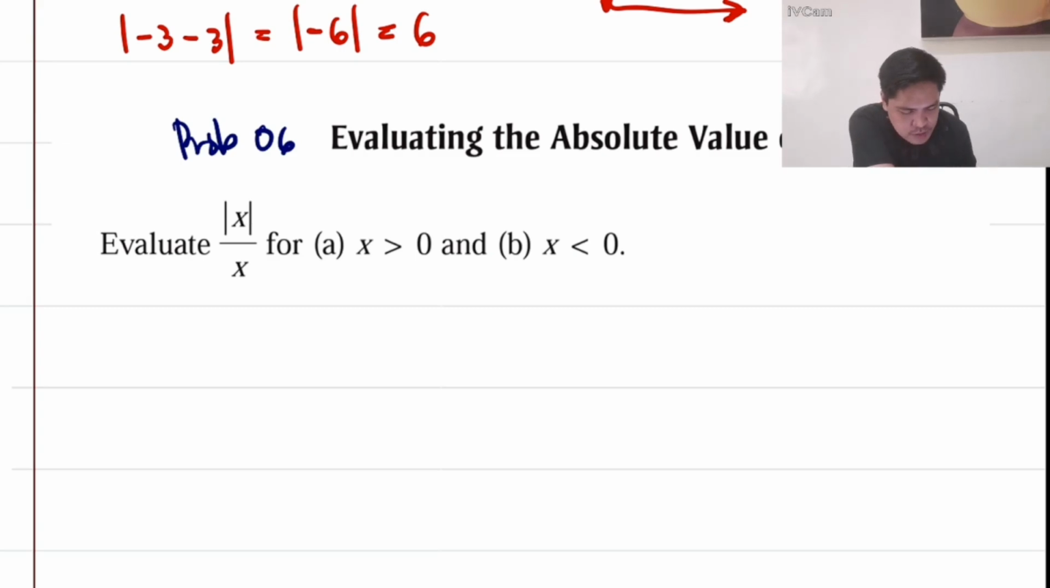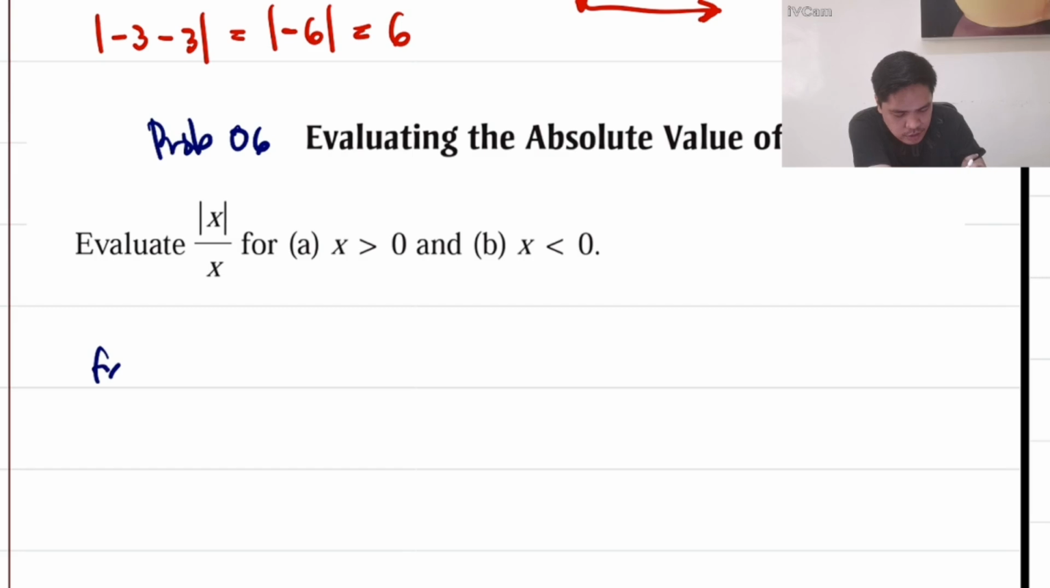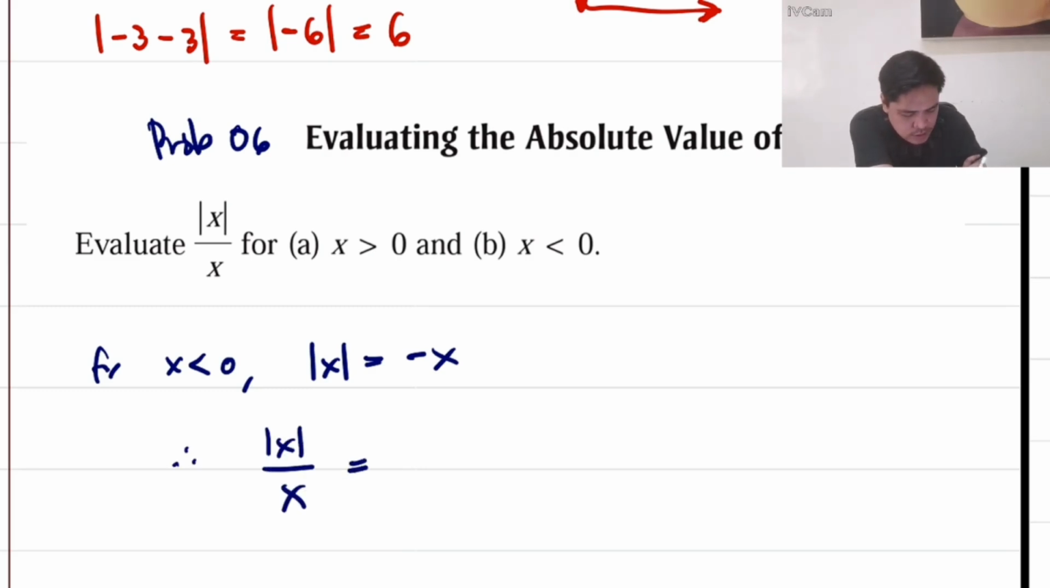Any idea? Since wala namang kausap dito, so ako din sasagot. Okay. The value of x is less than 0. So what is the condition when the value of x is less than 0? That means the absolute value of this is just negative x. So, sulat natin ha, for x less than 0, the absolute value of x is just negative x. Therefore, absolute value of x over x is just equal to negative x over x. So this is for letter A, ha?